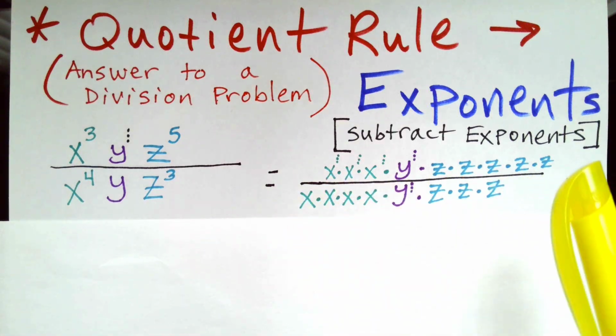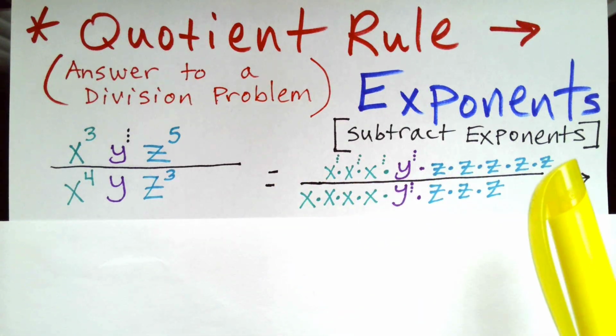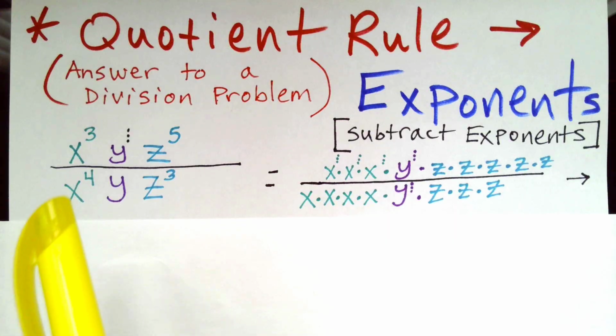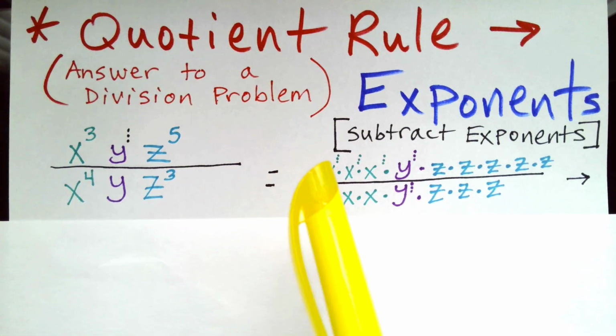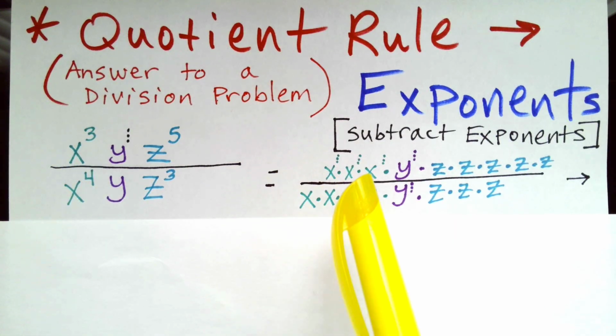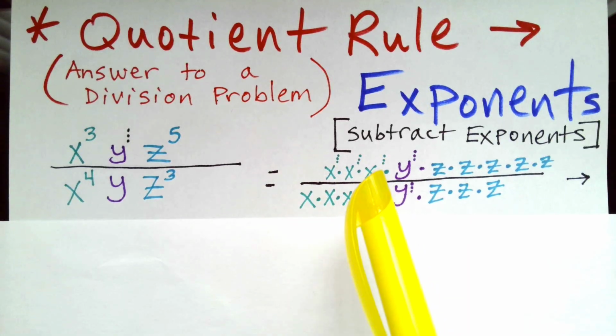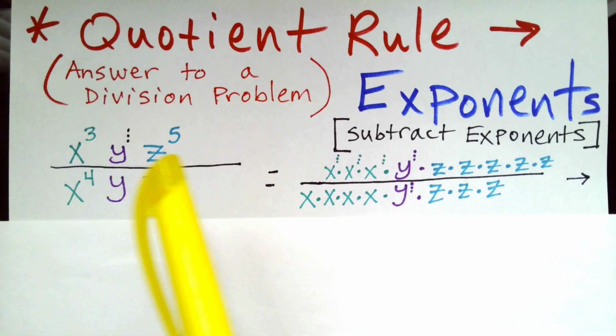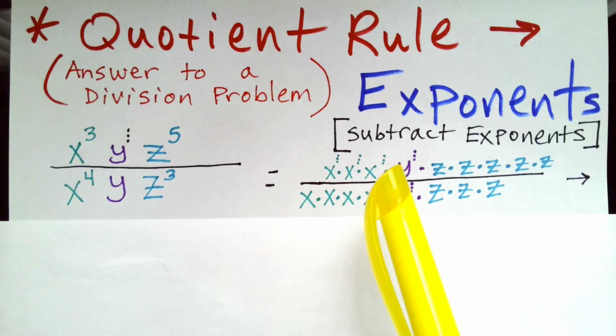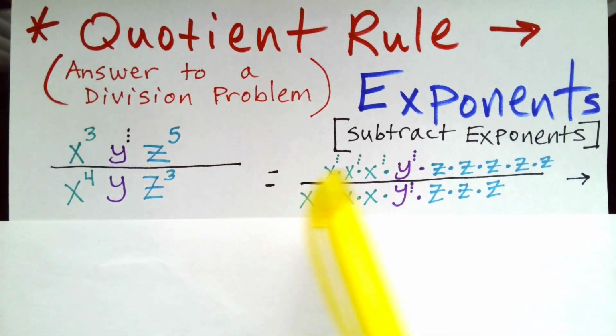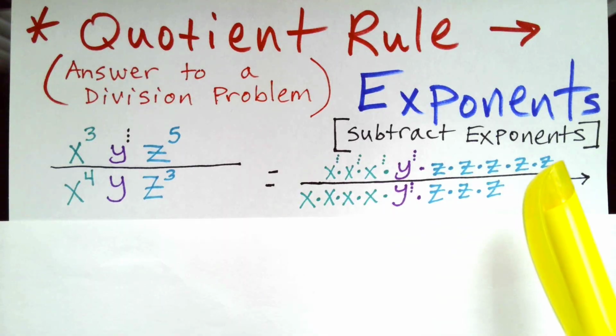First I'll start in the top portion of the fraction, which is called the numerator. We have x cubed, which is x to the 1st power times x to the 1st power times x to the 1st power, just x times x times x, times y to the 1st power, so there's only one y, times 5 z's. So 1, 2, 3, 4, 5 z's.